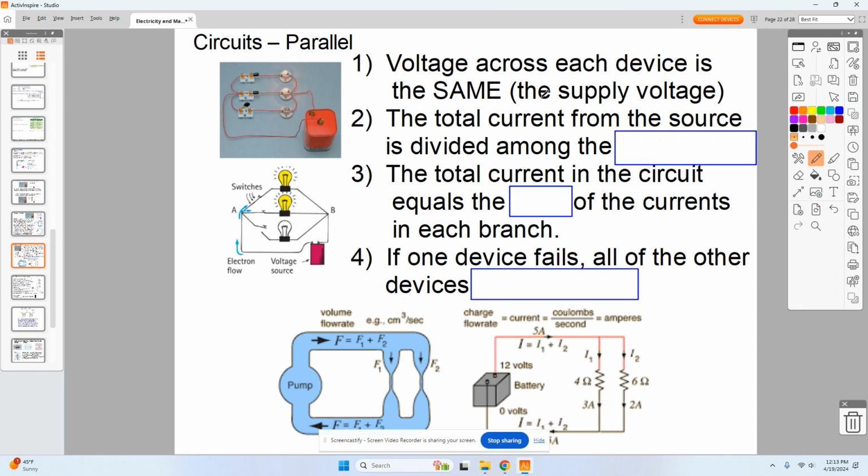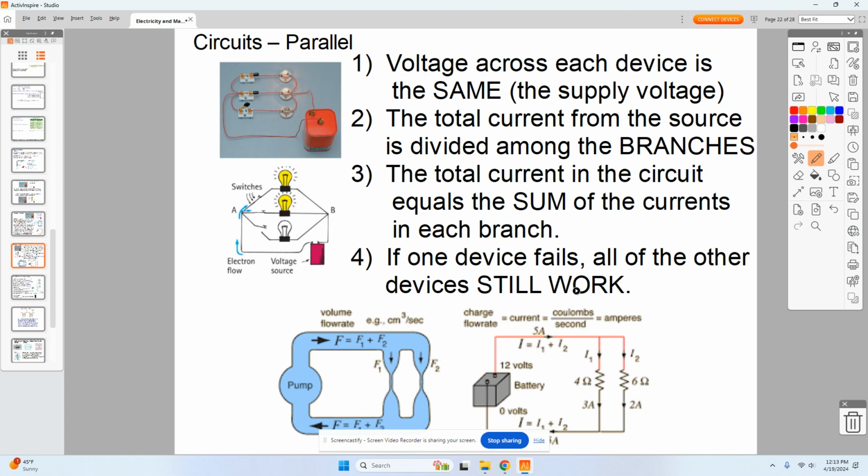The total current from the source is now divided among the individual components. So if I have something arranged in parallel, the current is going to be divided amongst those branches. The total current in the circuit is equal to the sum of the current in each of the branches. So I would add up all these things in the branches, and that would give me the total current. The advantage of a parallel is that if one device fails, everything else stays on because each has their own path. Okay, so there are advantages to parallel, there are advantages to series. Both of them also have their downsides.